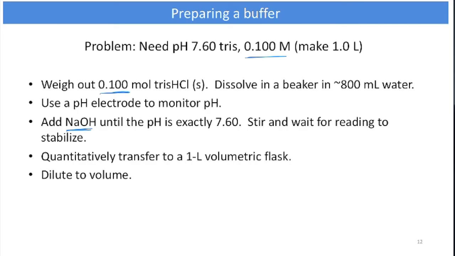So we keep adding sodium hydroxide until the pH reaches 7.6, and then we transfer this to a 1 liter volumetric flask and dilute it to volume. Now remember, diluting a buffer is not going to change the pH very much, because adding water is not going to add very much H+, right? If you remember from general chemistry, the amount of H+ in liquid water is only 1 times 10 to the minus 7 molar.